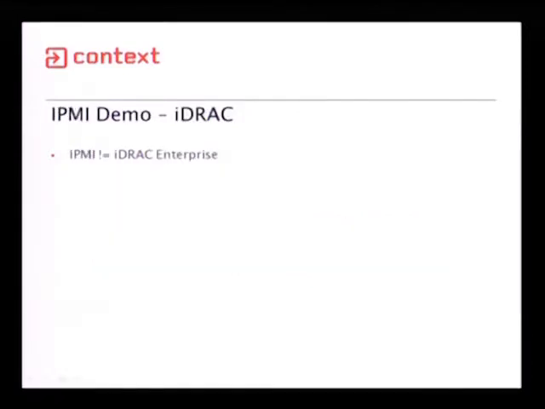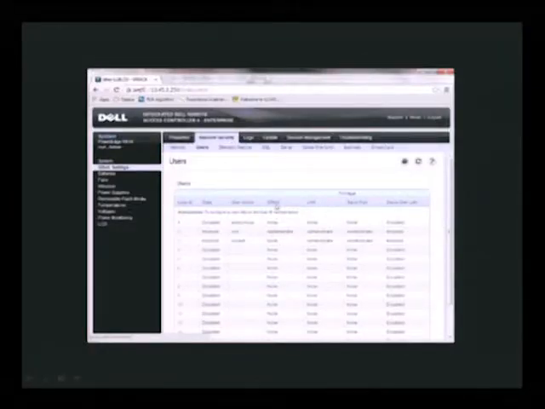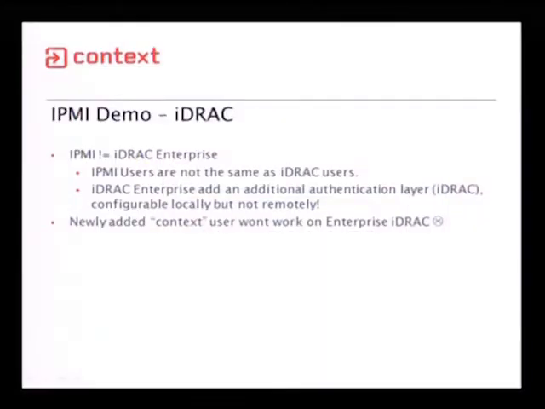We need to be aware that changing configuration things for IPMI does not necessarily have the same effect under iDRAC Enterprise. The reason for that is that iDRAC Enterprise users have an additional property assigned to them that's not there when you just assign them via the BMC. So the context user we added previously won't work, and in this case it's because the iDRAC privilege has not been assigned to user slot 3, which was the administrator.